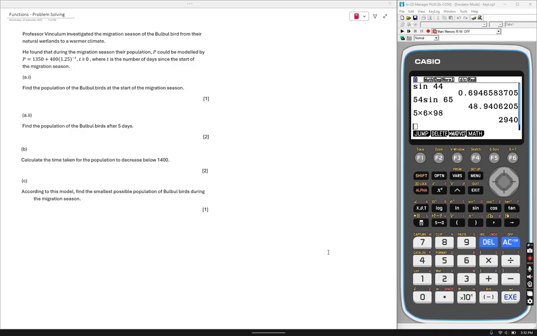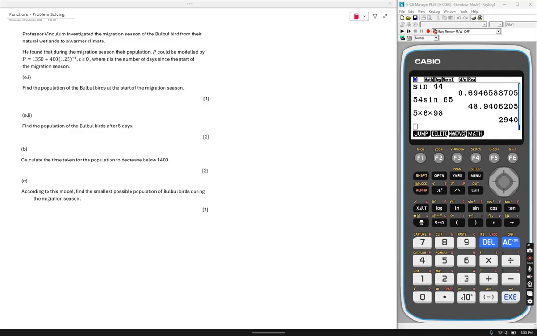Professor Vinculum investigated the migration season of the bulbul bird from their natural wetlands to a warmer climate. He found that during the migration season, their population P could be modeled by this function here, where t is greater than or equal to 0, and t is the number of days since the start of the migration season. Part A, number 1. Find the population of the bulbul birds at the start of the migration season.